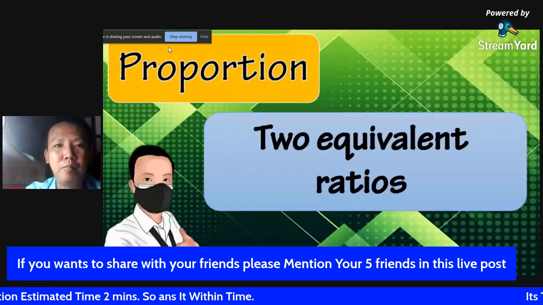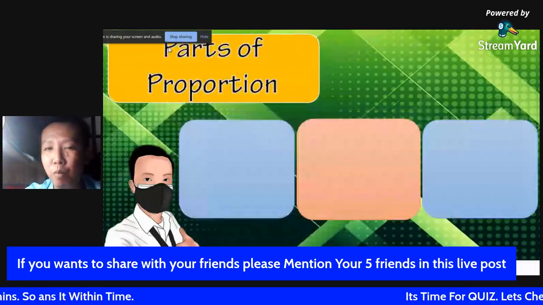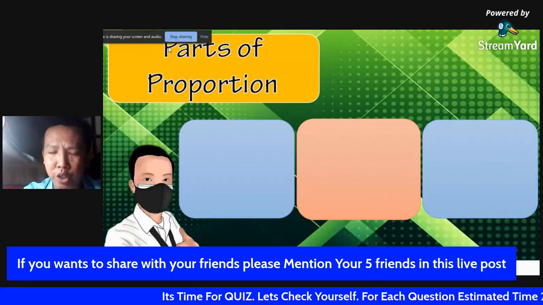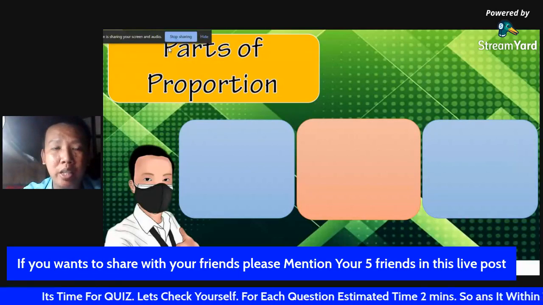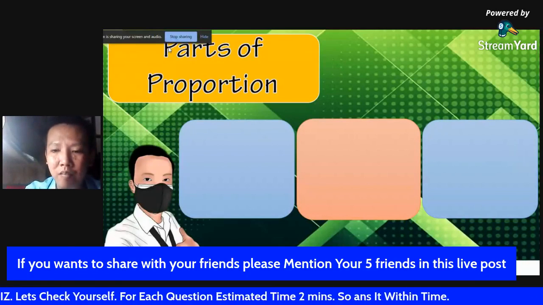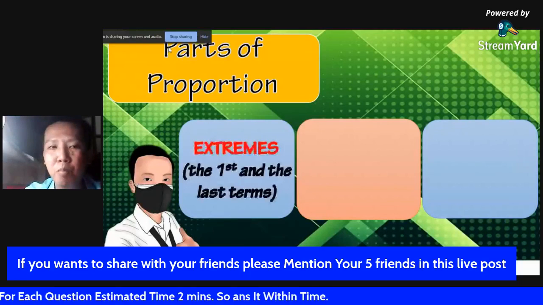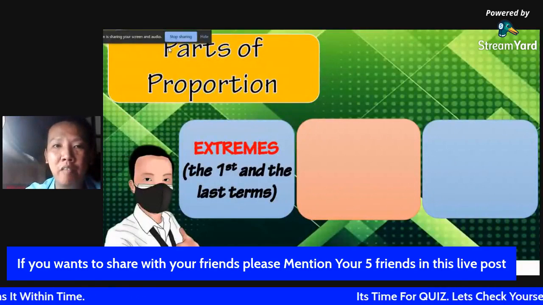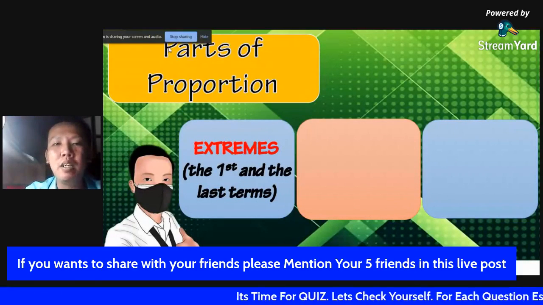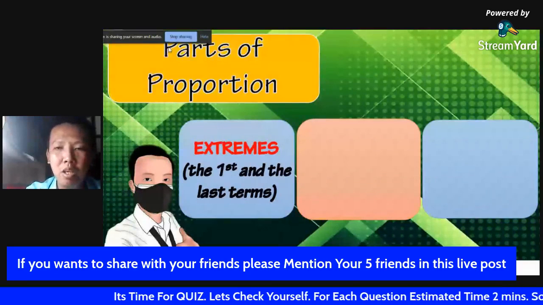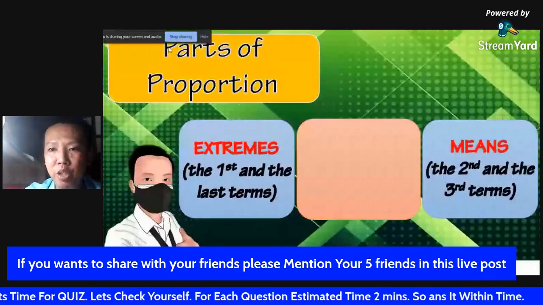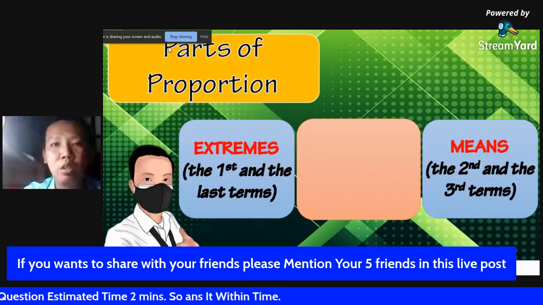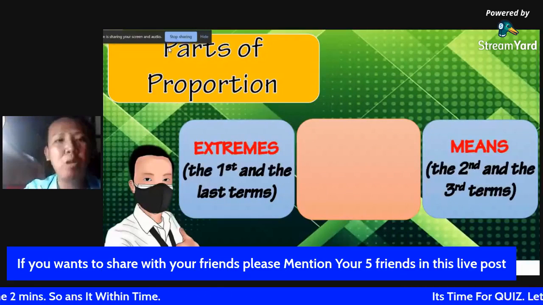So let's have an example. Parts of proportion. Of course, we need to identify the parts of proportion. If we have antecedent and consequent in ratio, in proportion, we have what we call the extremes. The extremes are the first and the last term in a given proportion. And of course, if we have extremes, the second part of a proportion is the means, the second and the third terms. So let's have an example.